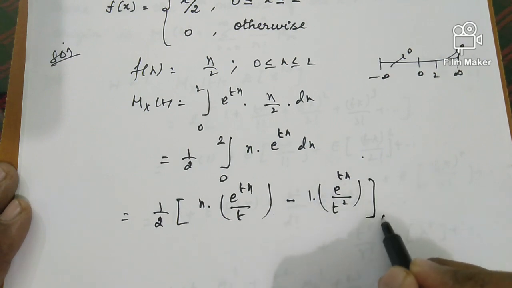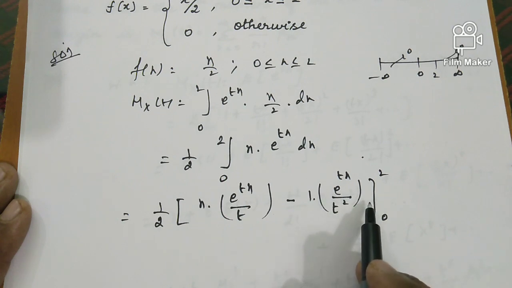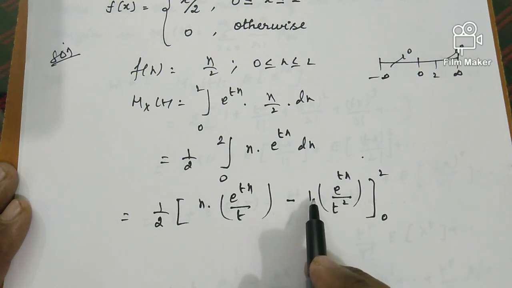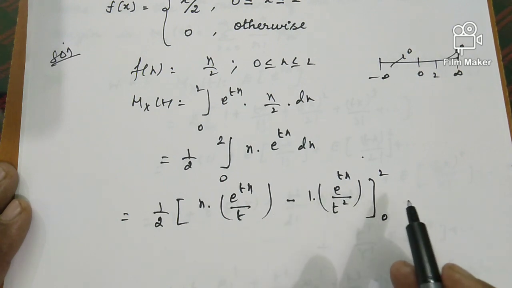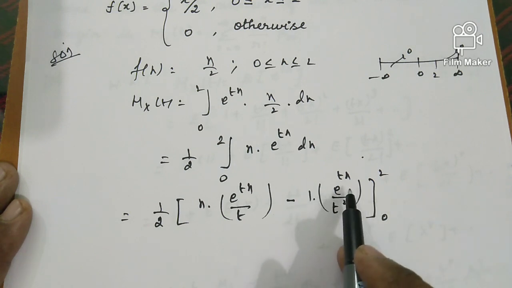What is the limit? Limit 0 to 2. Here I have stopped up to this because when you are differentiating the 1, it will become 0. When you are differentiating a constant, that will become 0. That is the reason why we have stopped at the second term.